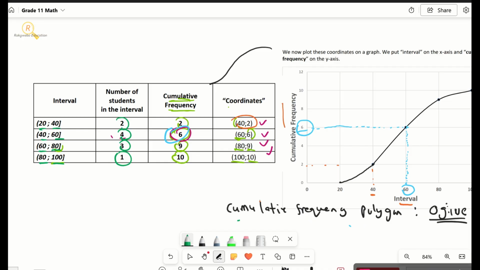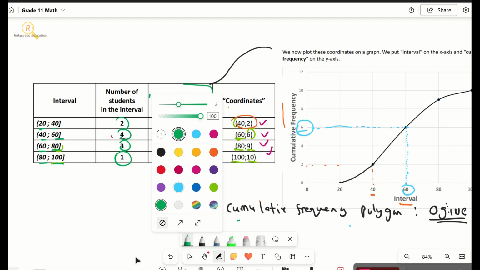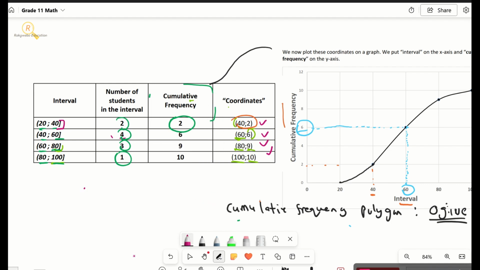After that, we created another column called the cumulative frequency column. So what is this column for? This entry we fill with the number of learners who got a mark of 40 or less, so you just focus on the upper bound of the interval. In this cell, we put the number of learners who got 40 or less, which is obviously 2. In this cell, we put the number of learners who got 60 or less. That's the 2 and the 4, so it gives us 6.